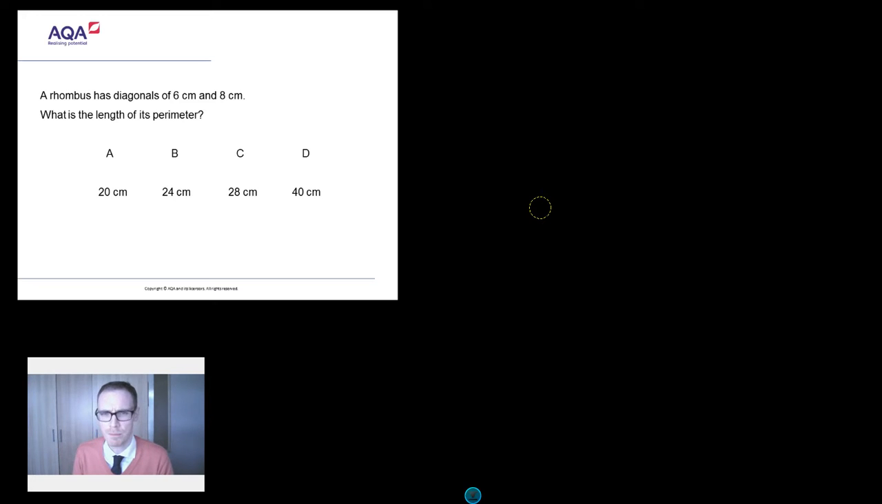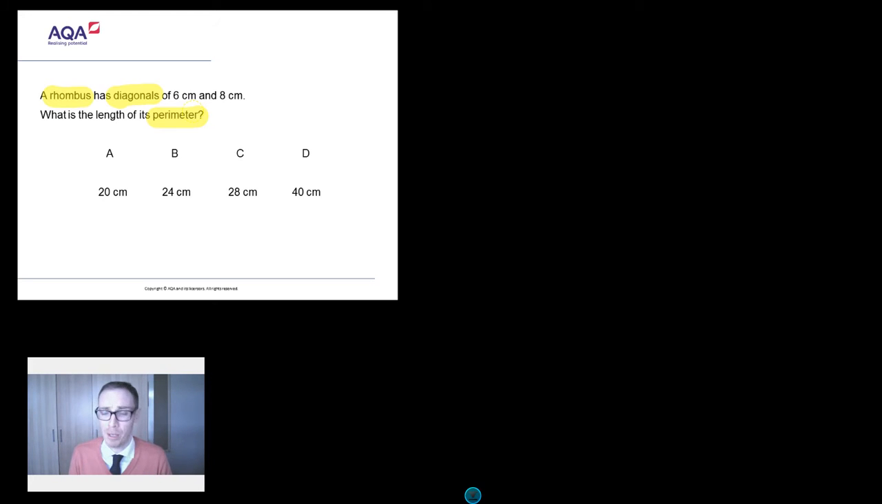Okay, so this question has been provided by AQA, and it's a lovely one. A rhombus, now anytime I see a keyword I love to get it highlighted, has diagonals of 6 centimetres and 8 centimetres. What is the length of its perimeter?